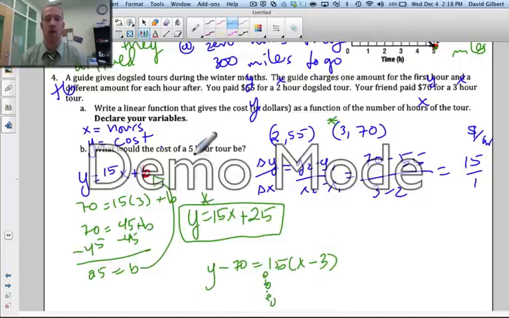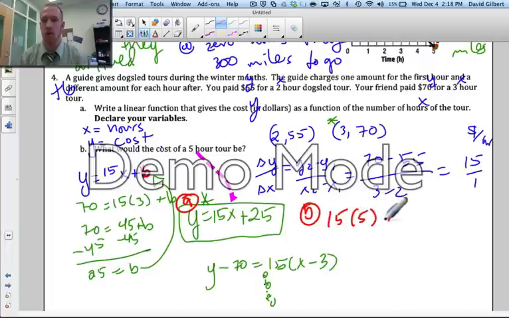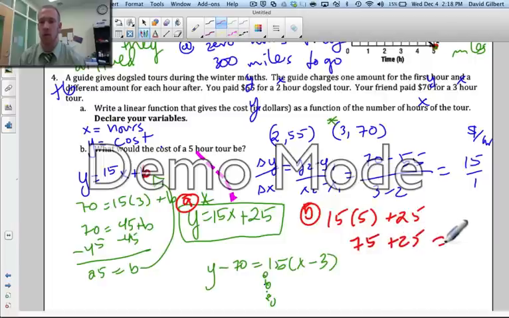Then what would the cost for 5 hours be? We just plug that in for x. So we get 15, sorry, this is kind of all over the place. This is answer A, answer B: 15 times 5 hours plus 25. So 15 times 5 hours is 75, plus 25 would be $100. Yes, do include the units.